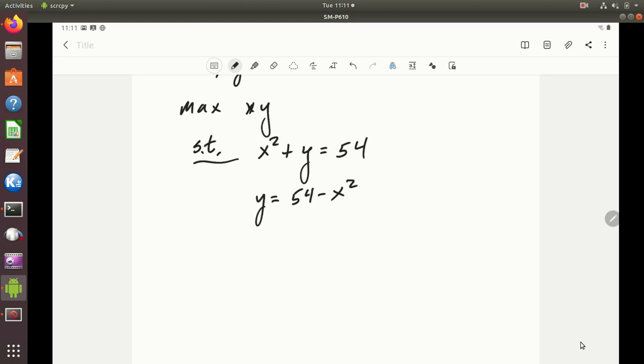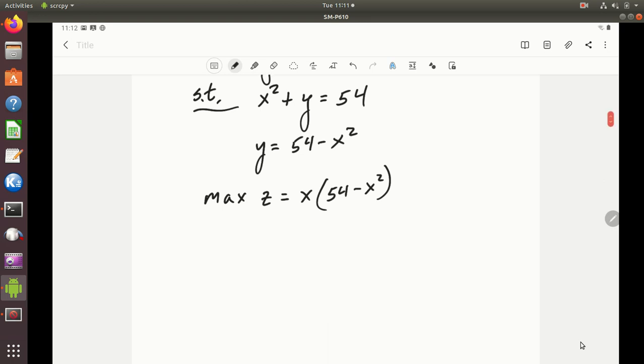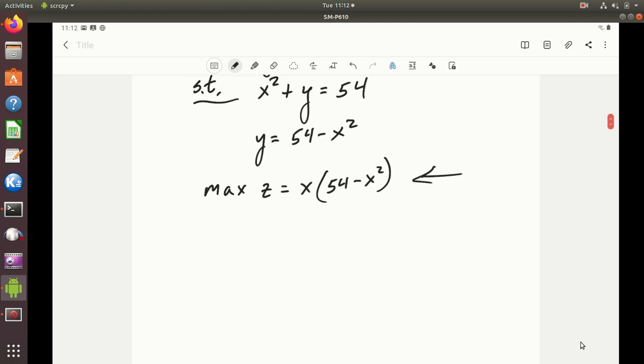Toss that into our maximization there. So maximize, I'll call it z, equals x times 54 minus x squared. Now this is unconstrained. We can let x be anything we want. I don't think this ever said positive numbers. No. So this is an unconstrained optimization problem.